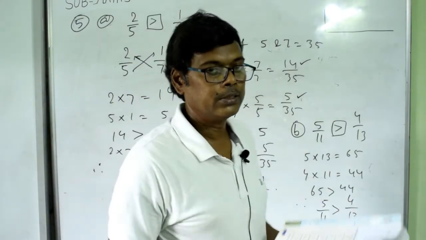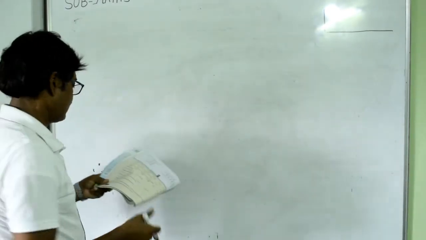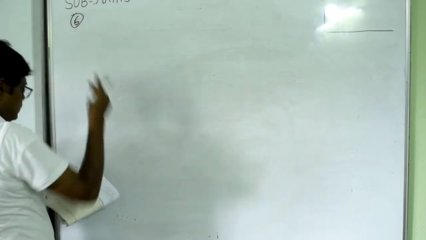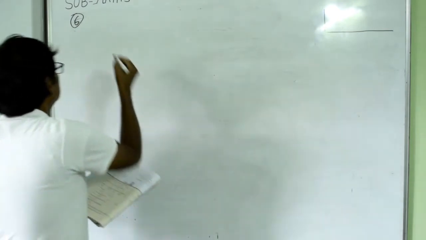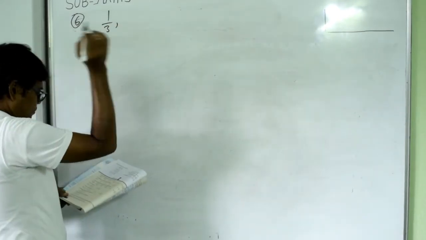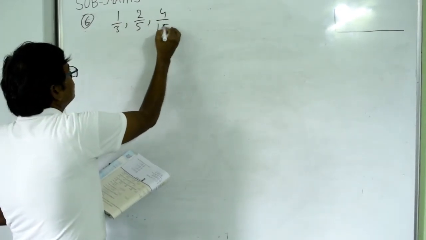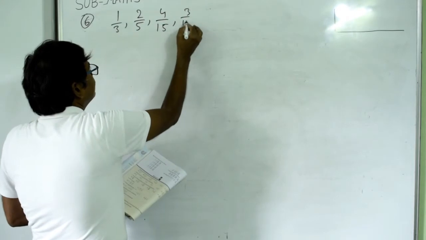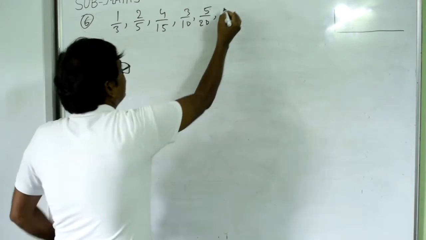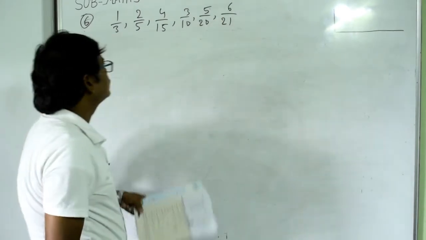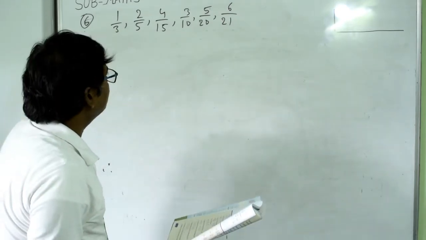Now the question number 6, arrange the following fractions in the ascending order. First write the fractions: 1 by 3, 2 by 5, 4 by 15, 3 by 10, 5 by 20, and 6 by 21.